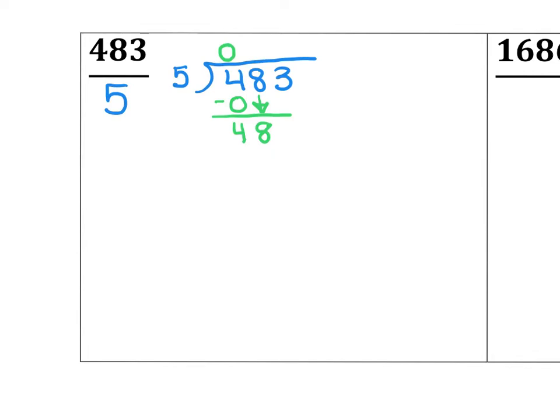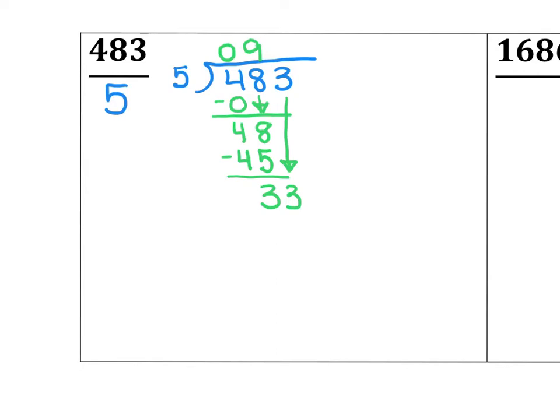So my next step is how many 5s will go into 48. So I can get 9 5s in 48. 9 times 5 is 45. That's my multiply step. 5 times 9 is 45. Now I want to subtract. 48 minus 45 is 3. I'm going to check, make sure that I can't get another 5 in. I can't get another 5 into the 3. So now I bring down. So I'm bringing down just the next digit in my dividend.